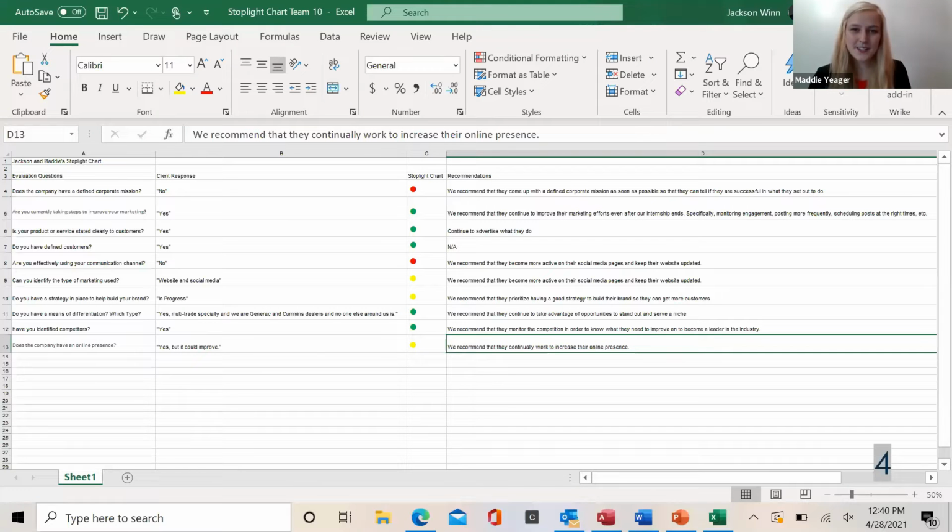What you see here is our stoplight chart that we made for our client, and the colors correspond to how well they're doing in each of these areas. So if it's a green light, that means it's something they're doing well. If it's yellow, that's something that they could improve on. And if it's red, it's something that really needs improvement. For example, them effectively using their communication channels, which we were able to help them with through this internship, and their Facebook. One thing that they did do well is clearly stating their products and service to customers.